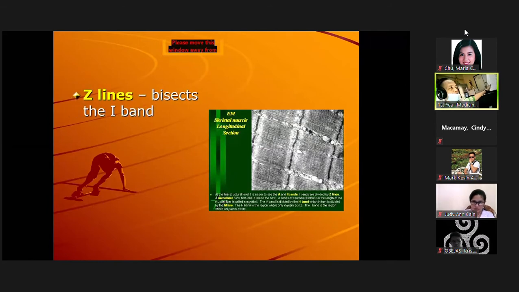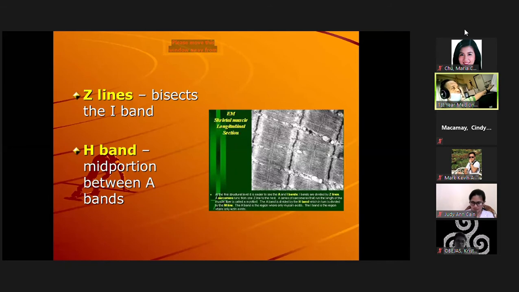Take note that the Z line bisects the I band. The H band is the mid portion between the A bands. You take this up in your physiology. The M line bisects the H band. So these are the lines and the bands that you would see in a muscle fiber.